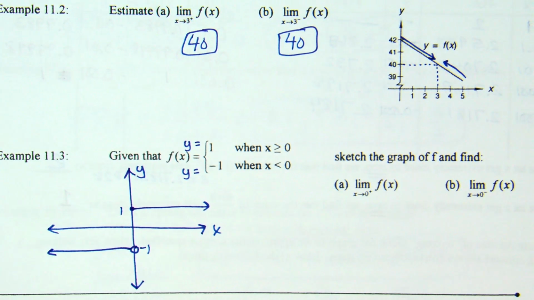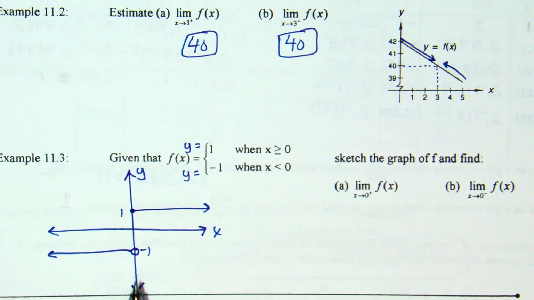Now, are we set up to answer those limit questions? Yep. The limit, as x approaches 0, from the right. What's my graph doing? X approaches 0 is the y-axis, right? What y value is my graph approaching from the right? 1.